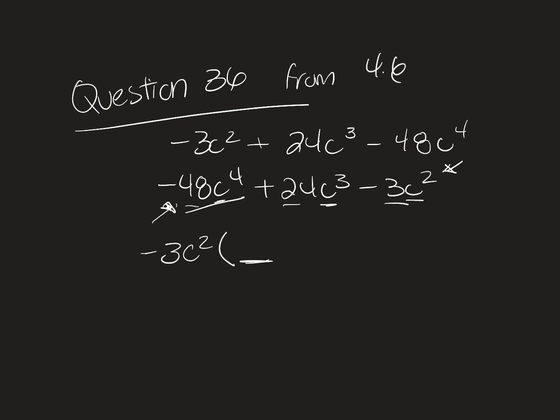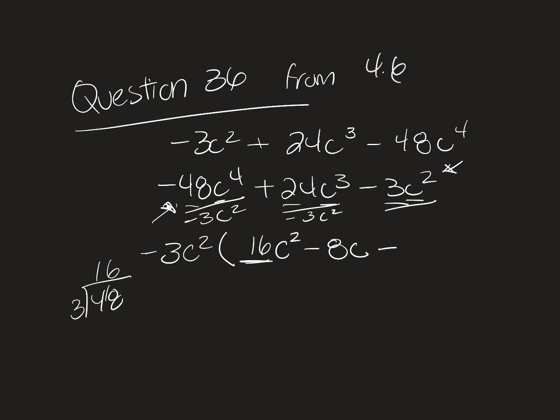So now if I divide this by 3c squared, 48 divided by 3, so 16c squared. This one, we'll do it over here, negative 3c squared. This one will be negative 8c, and this one, that would just be divided by negative 3c squared is going to be 1, right? So now we have that.